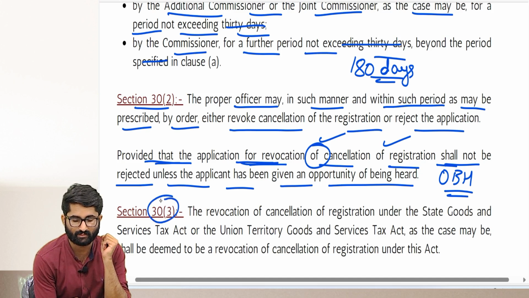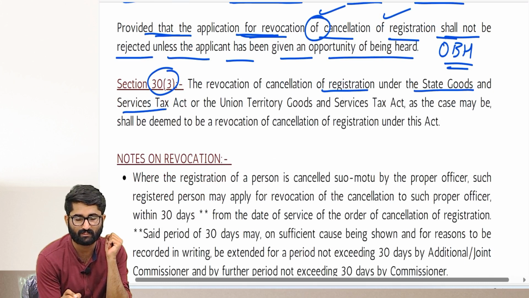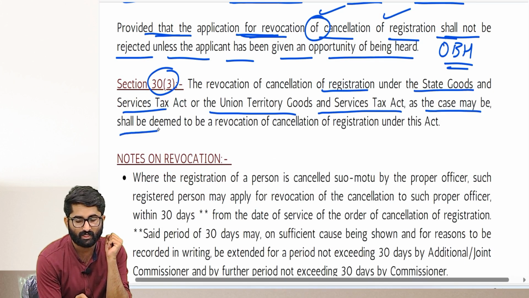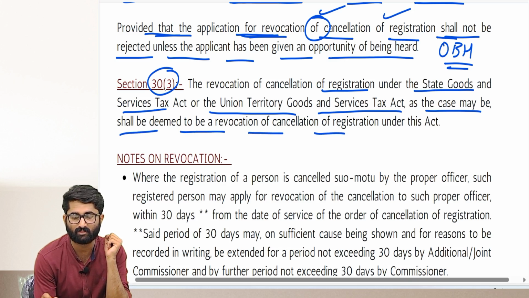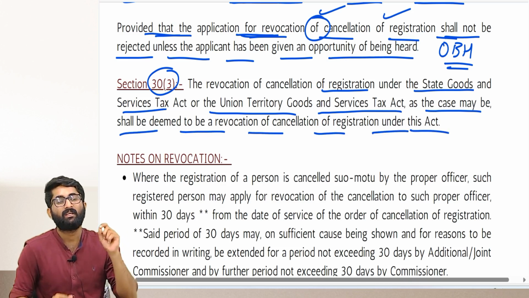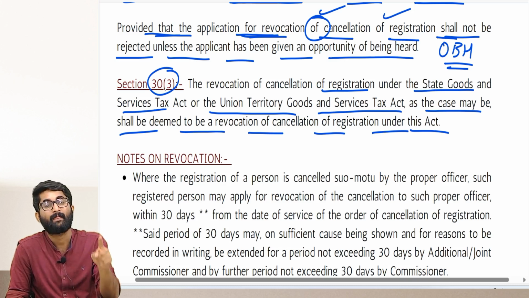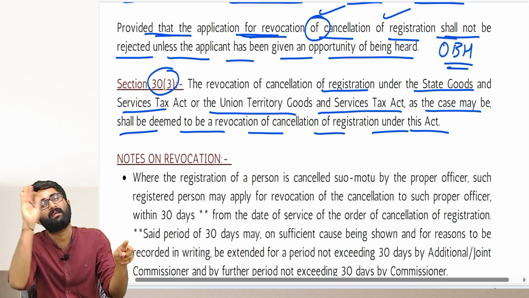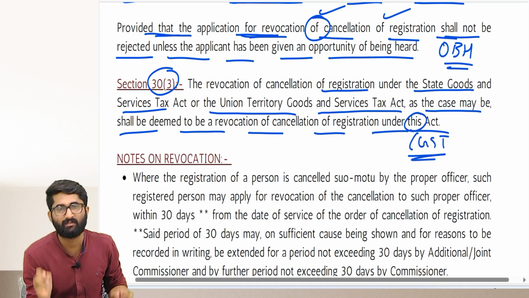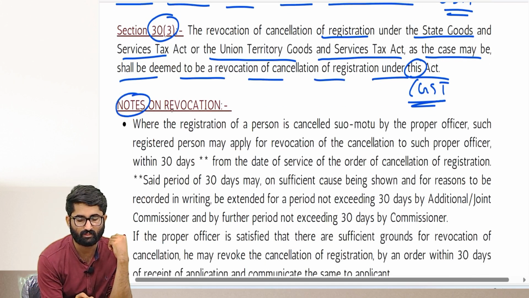Section 30, subsection 3. Revocation of cancellation of registration under the State Goods and Services Tax Act or Union Territory Goods and Services Tax Act, as the case may be, shall be deemed to be revocation of cancellation of registration under this Act. Very simple, it is a deemed section. If your revocation has happened under SGST, it is deemed to have happened in this Act. Which Act, sir? CGST Act. Under CGST also.